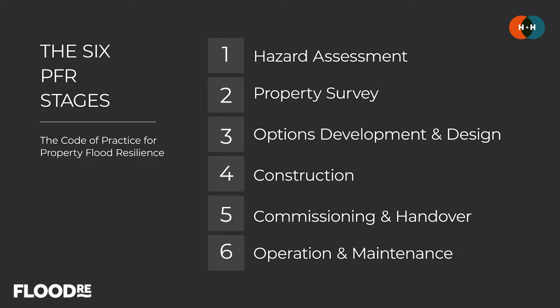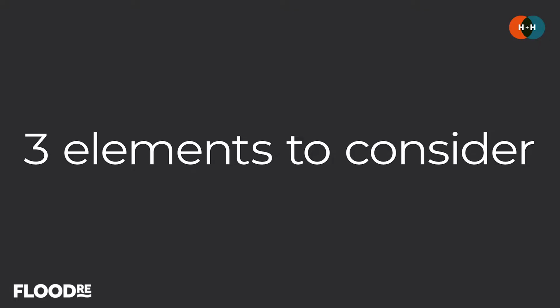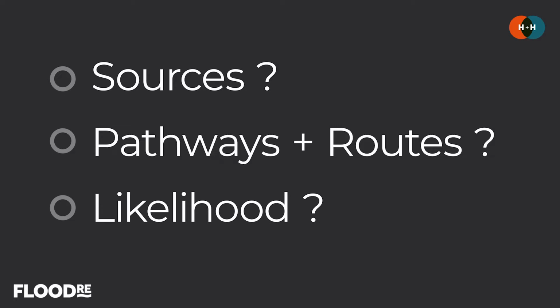And as you can see, the very first standard and stage is the hazard assessment. And that really means identifying your specific flood risk context. To do this, there are 3 elements that we need to consider and explore. Firstly, we need to actually find out what the different sources or types of flooding are that could affect the property. We then need to actually identify and review the potential pathways and routes by which floodwater could reach the property. And lastly, we need to find out what the likelihood of flooding may be.